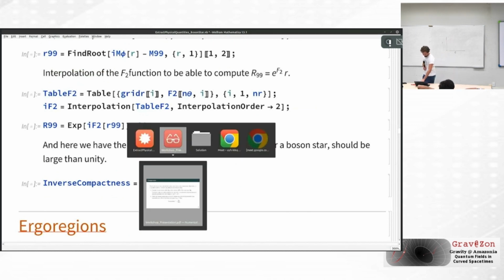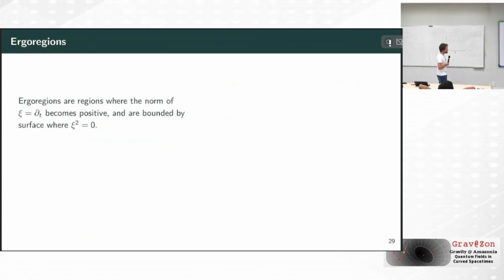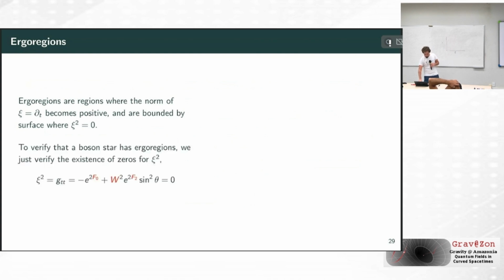Another thing that some Boson stars have, not all of them, are ergoregions. Some people already talked a bit about ergoregions, but essentially they are regions where the norm of the time-like Killing vector becomes positive, and they are bounded by a surface where this norm vanishes. So the square vanishes. Essentially, you just have to see where exactly the g_tt part of the metric vanishes. And this will define the surface.